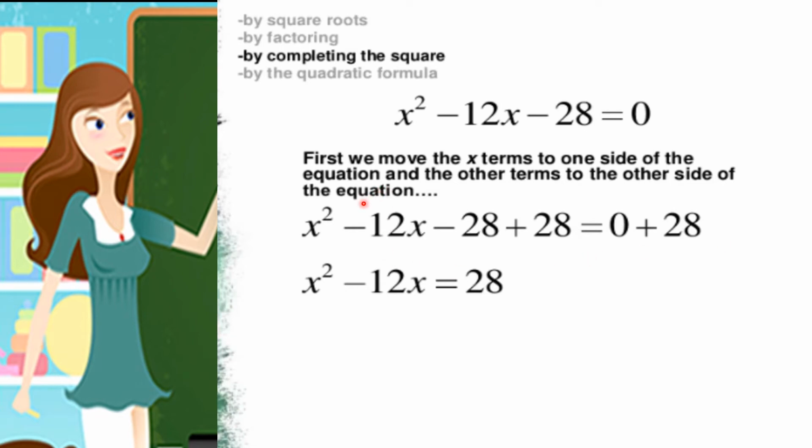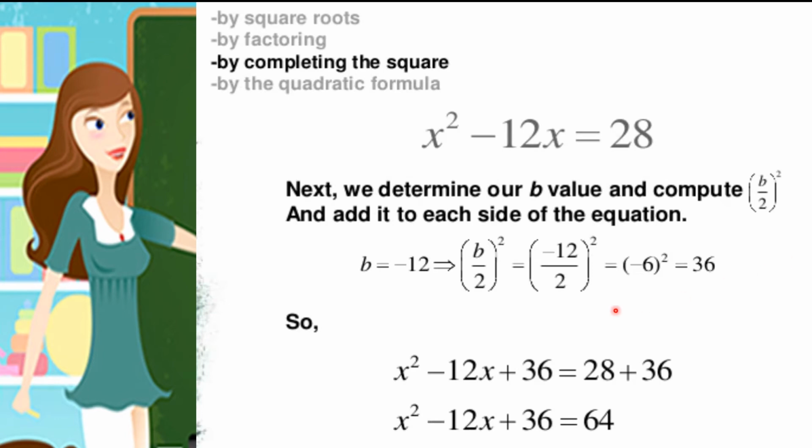The first move is, we move the x term to the other side of the equation. So, i-isolate natin yung may x. Ang may x natin dito ay yung x squared at saka yung negative 12x. So, ito ang lalabas dyan. Parang inilipat lang yung negative 28, ililipat mo sa kabila, magiging positive 28. So, magiging x squared minus 12x is equal to positive 28.